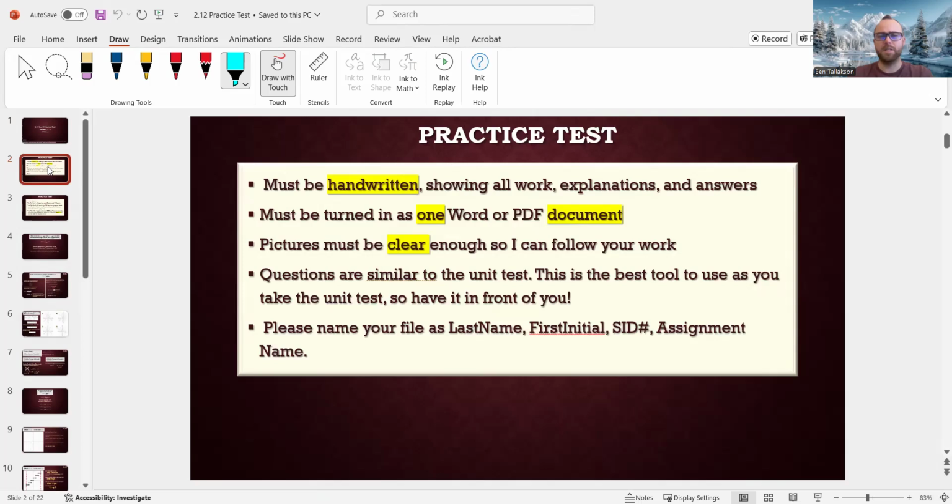Pictures, of course, must be clear enough so I can follow your work. So make sure you take a nice, clear picture and look at it before submitting. Of course, questions here are similar to the unit test, very, very similar. And that's why this is the best tool to use as you take the unit test. So have it in front of you, let it be your guide, and name your file as you see below.